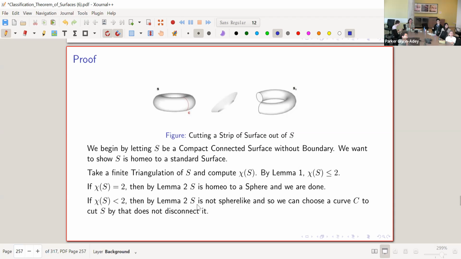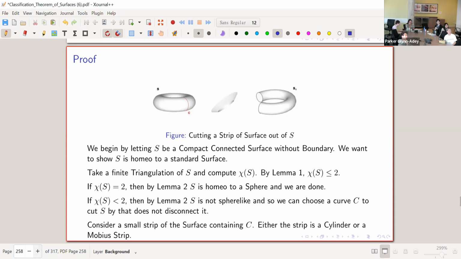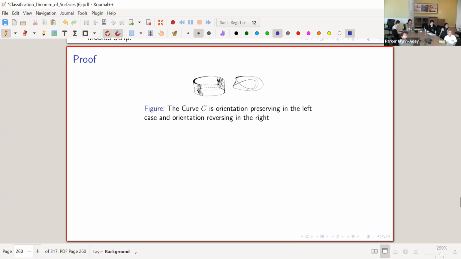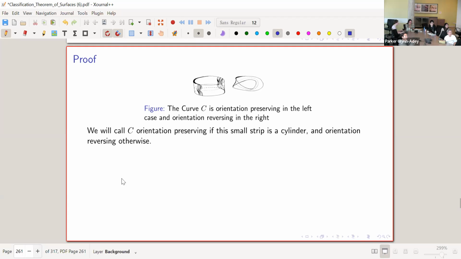If the Euler characteristic is less than 2, then by lemma 2, S is not sphere-like, and so we can choose a curve to cut S that does not disconnect it. So we're going to consider a small strip containing this curve. Either the whole strip will be bounded by that one curve, in which case it will be a Mobius strip, or it will be a cylinder. So we're either cutting out a cylinder or a Mobius strip from our surface, and we're gluing on disks after.